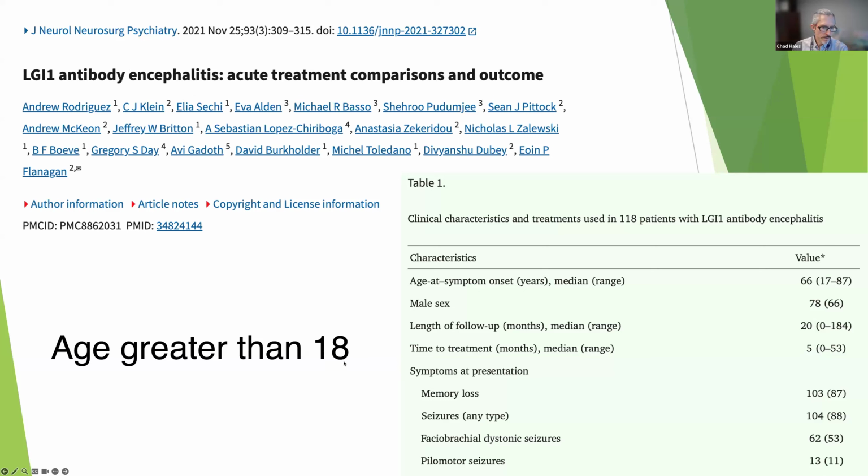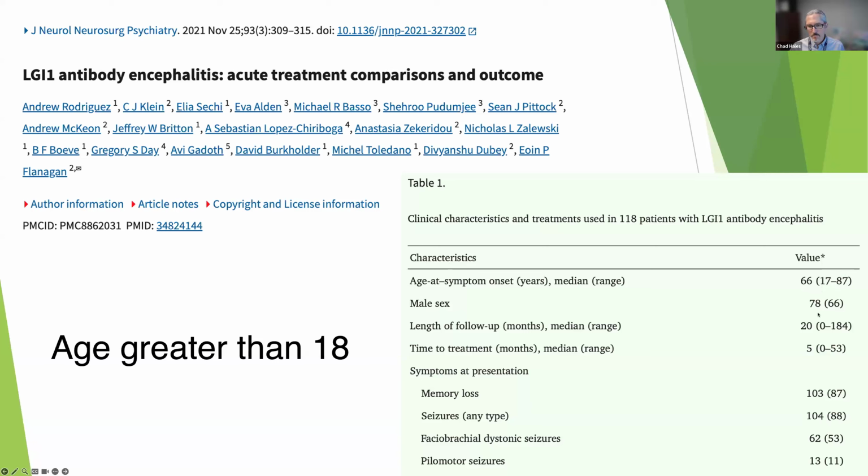This particular article is good. The age can be greater than 18, so this is a very wide range of people that can be affected. But you'll see the age at symptom onset for this cohort of 118 patients with LGI antibody encephalitis, age at symptom onset, 66, you can see the range here. So you've got the median. That's getting close to Alzheimer's disease age, right? And so it is high. And of course, some of these in their 80s, you're in the Alzheimer's disease range in your 70s and 80s. And so that's why it's important to at least ponder this when you have a patient presenting.